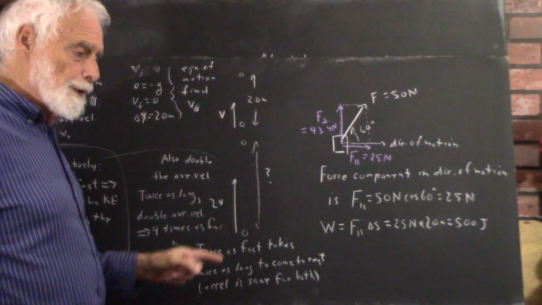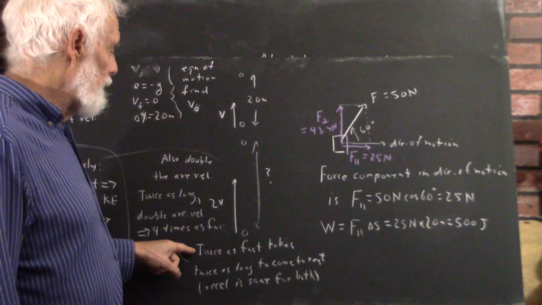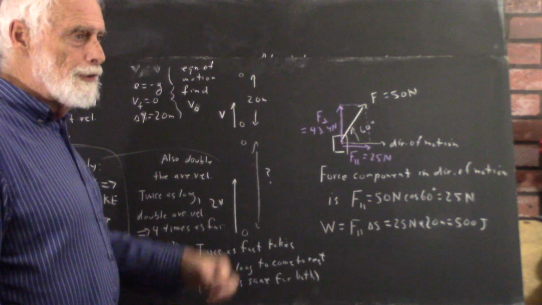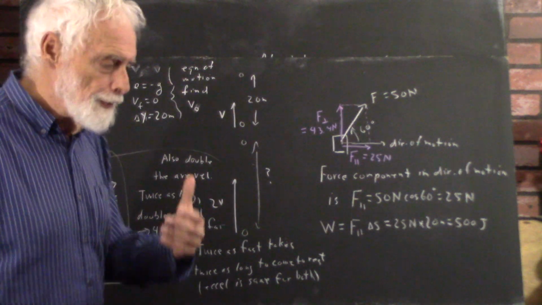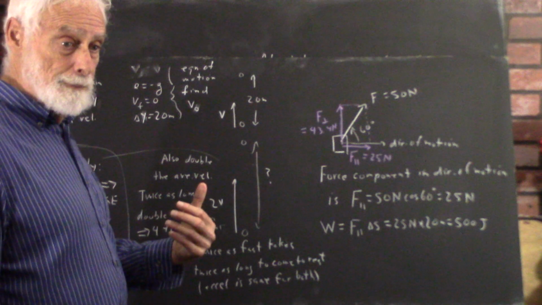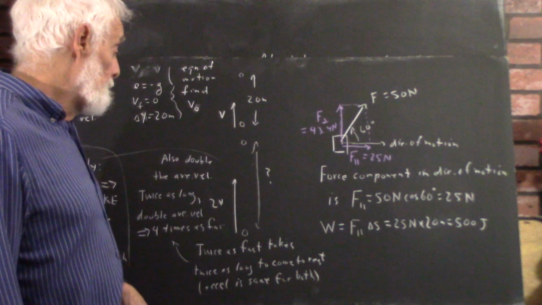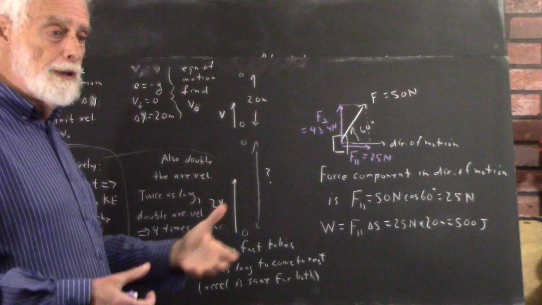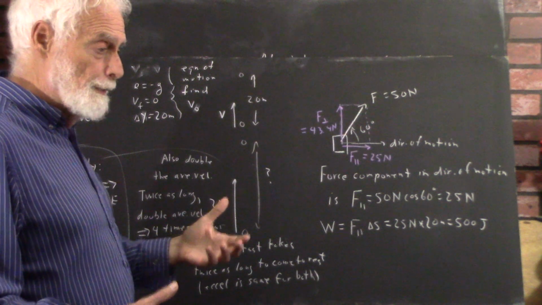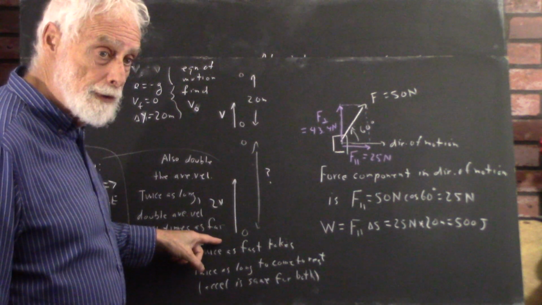The way I would like to reason it out, there are two possible ways. It's going twice as fast. If you're going twice as fast, then it's going to take twice as long for the downward acceleration to bring you to rest, because the acceleration is the same in both cases. Acceleration is the rate with respect to time at which the velocity changes. If you've got twice the velocity, it's going to take twice as long.